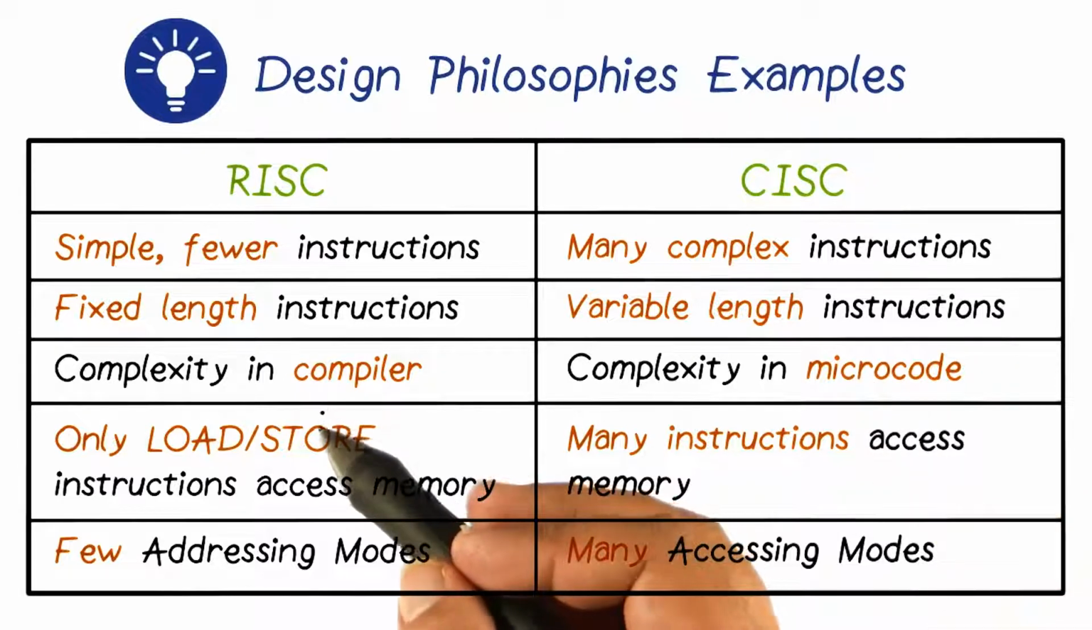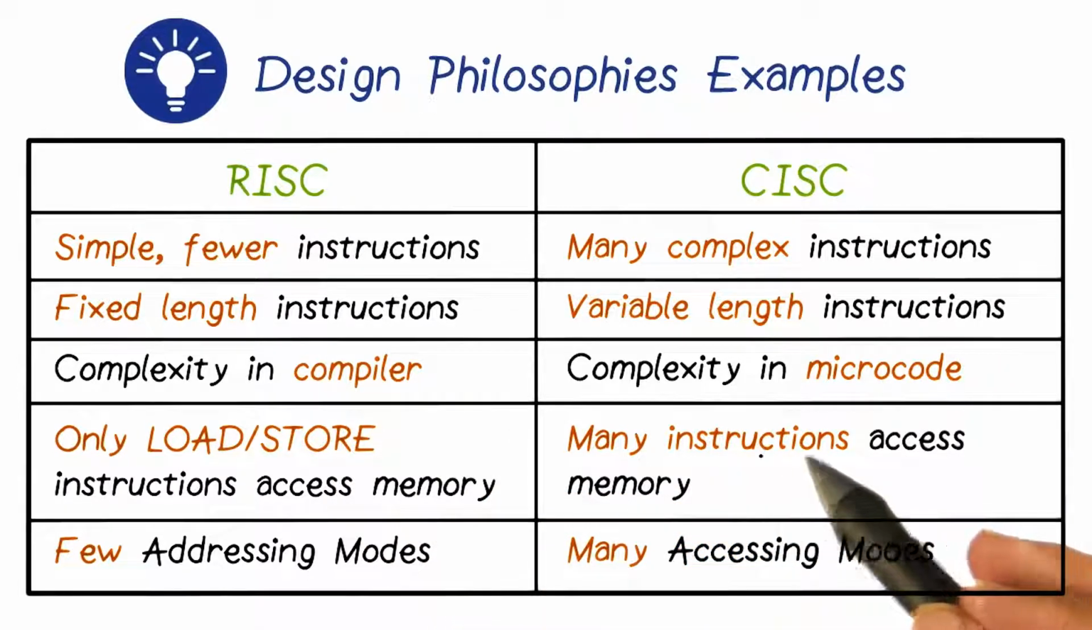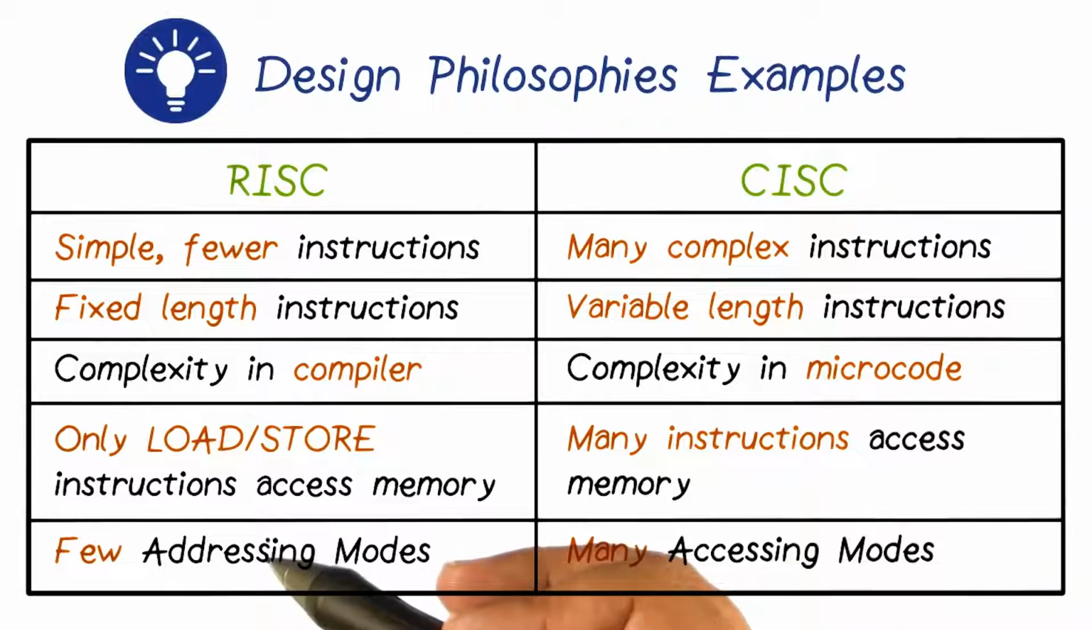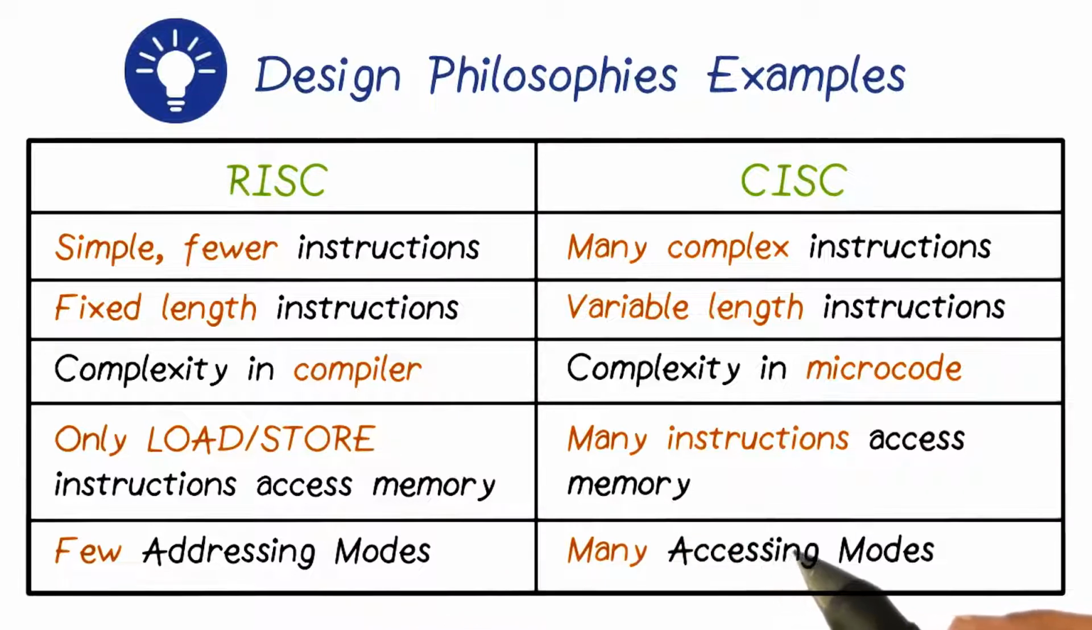In RISC, we only have load and store instructions, which can access memory, only 2 of those. Whereas in CISC, every instruction potentially could access memory to get its operands, so there are many such instructions which can access the memory. In RISC, we have few addressing modes, again because they are coupled with loads and stores. In CISC, we have many different addressing modes because each instruction could access memory, and for each one we could have different ways of accessing its operands.